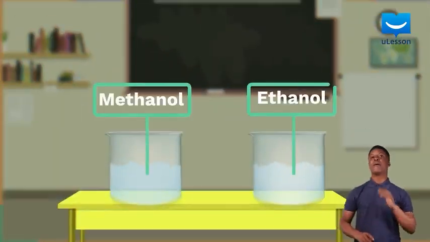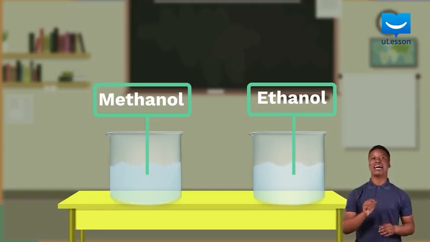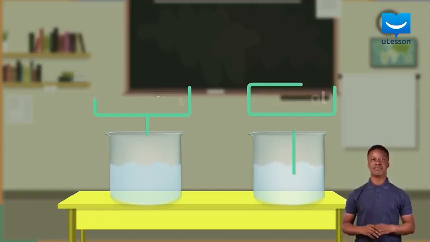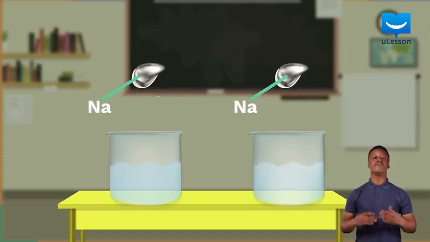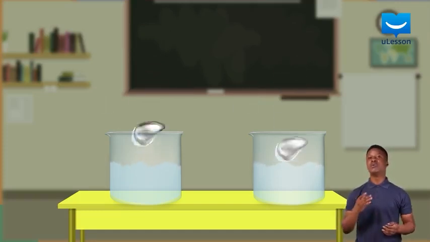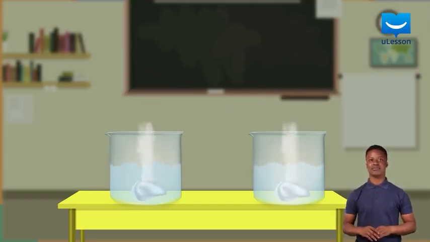This is because the functional group of members of a homologous series determines their chemical behaviors. For example, because both methanol and ethanol are members of the alkanol family, they will both react with a metal like sodium to liberate hydrogen gas.